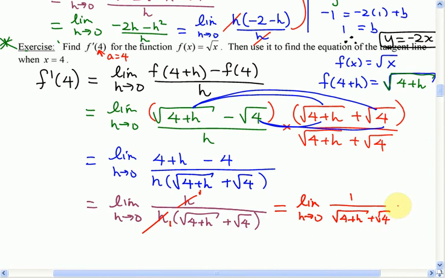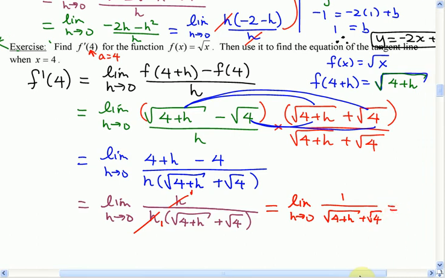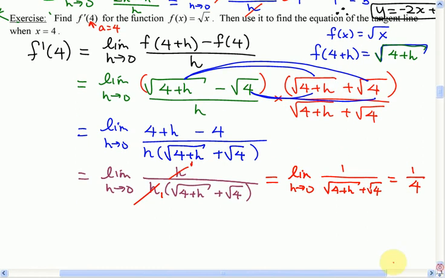And then now you should be able to calculate what the number is going to be. When h is 0, root 4 is 2. 2 plus 2 is 4. So I believe the slope at x equals 4 is 1/4. Okay. Now go ahead and find the equation of the tangent line, because you're not done yet. Don't forget the equation of the tangent line.